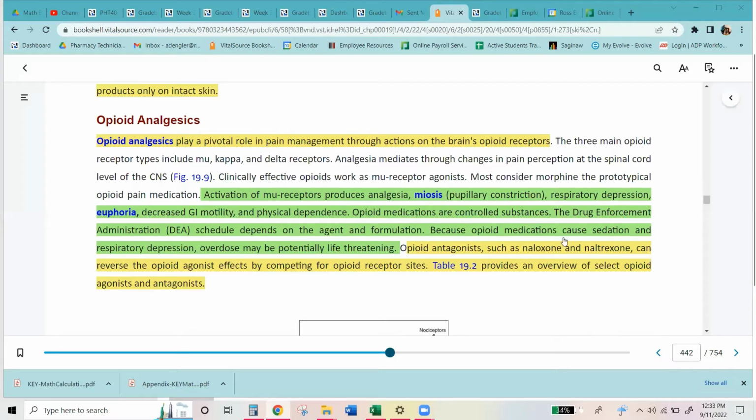Opioid medications are controlled substances. The DEA schedule depends on the agent and the formulation. Because opioid medications cause sedation and respiratory depression, overdose may be potentially life-threatening. Opioid antagonists such as naloxone and naltrexone can reverse the opioid effects by competing for opioid receptor sites.